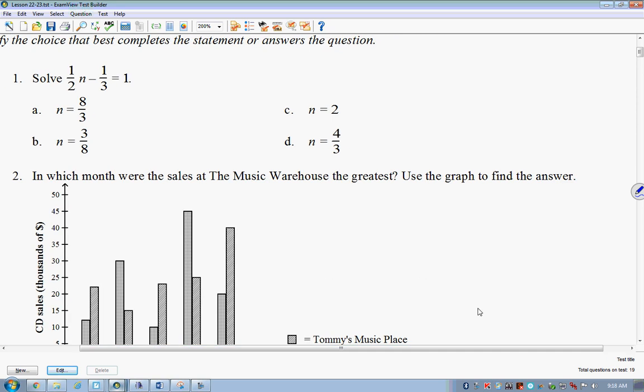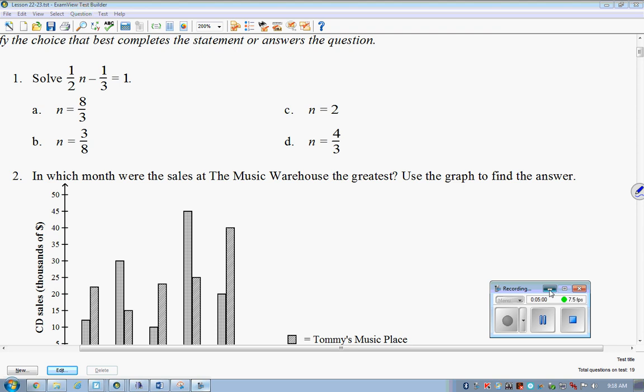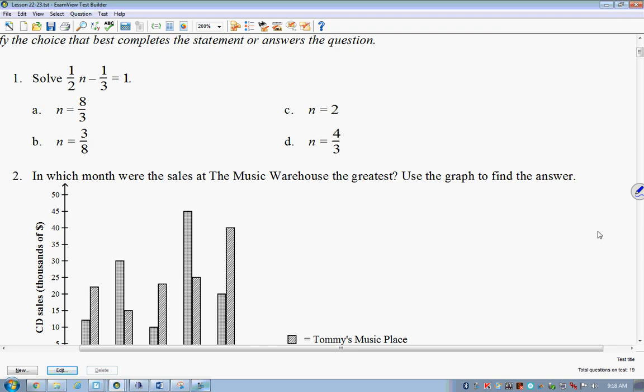All right, so we've got 1/2 n minus 1/3 equals 1. Let me pause this and answer that. Okay, so in terms of solving number 1 first, what's the first thing that we'd want to move to the other side in order to solve for n?